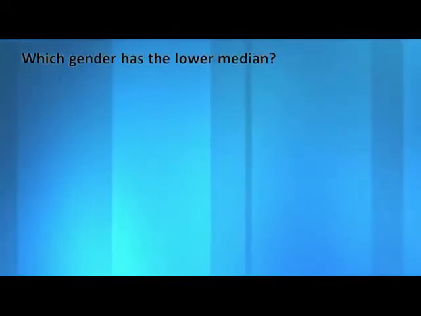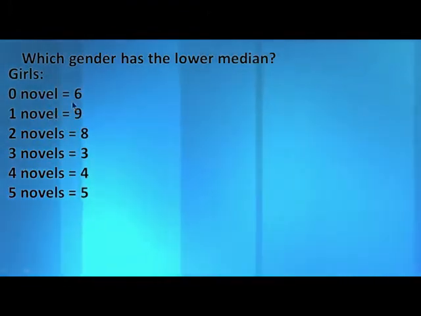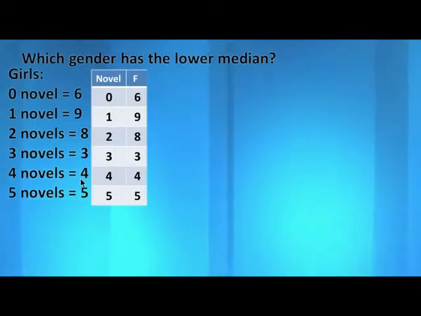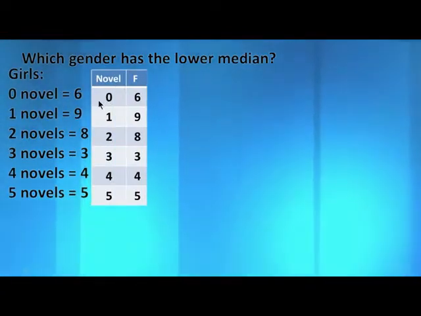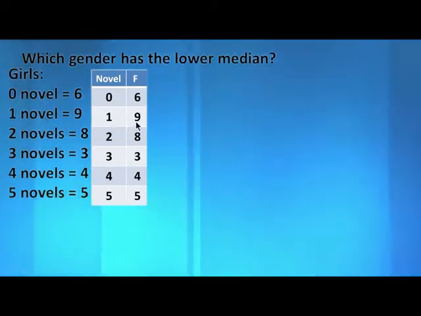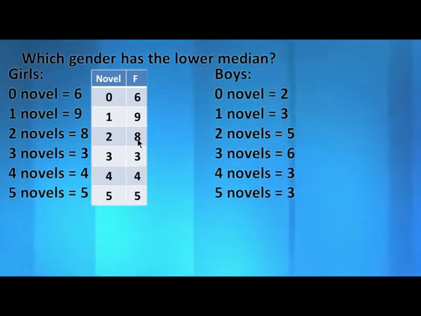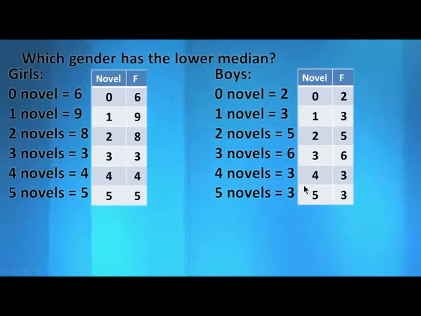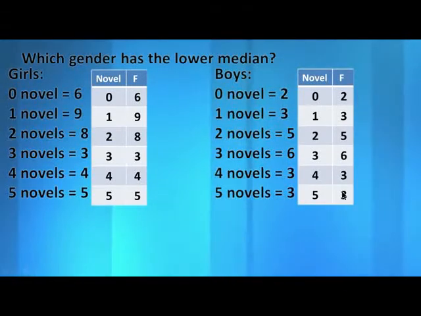Which gender has the lower median? As you can see, this is the list of how many students own the novels. We can represent this in a table. 0 novels, there are 6 girls. 1 novel, there are 9 girls. 2 novels, 8 girls. And you can also represent the boys in a table here. 1 novel, there are 3 boys, and so on.